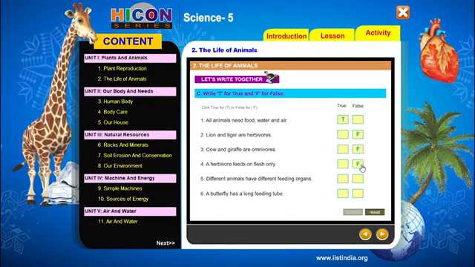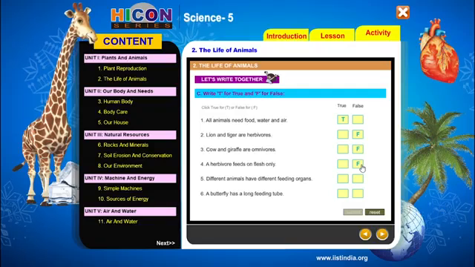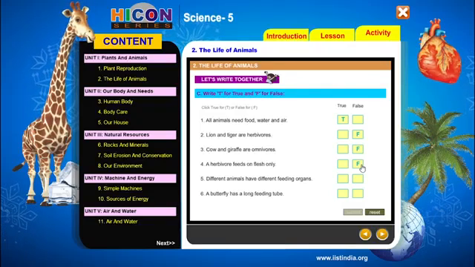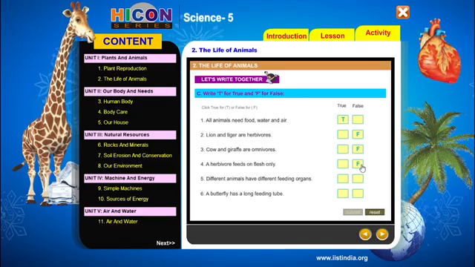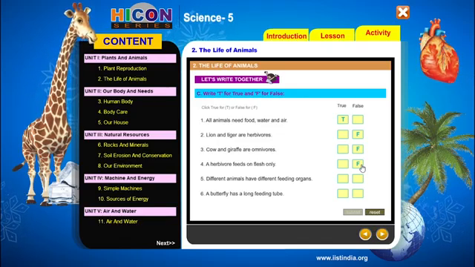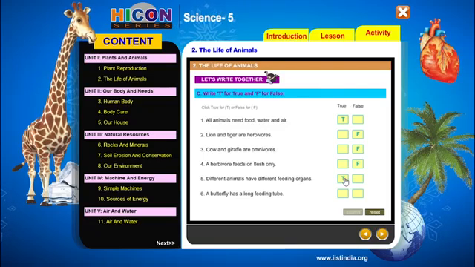So children, read the fifth sentence. Different animals have different feeding organs. Is it correct? Yes. Different animals have different feeding organs. So the given sentence is right. So write T in the box provided under true.